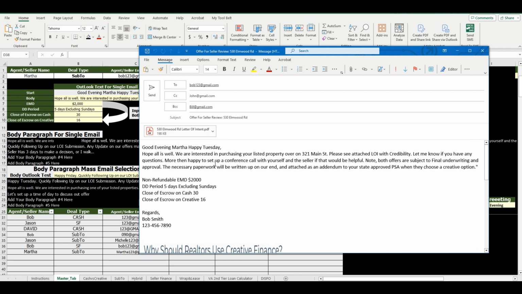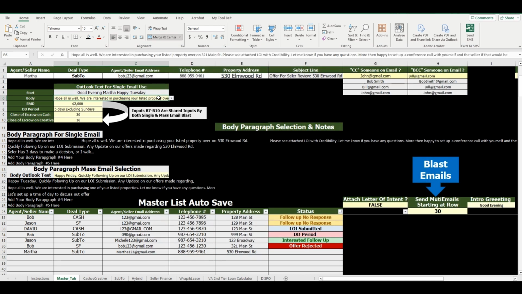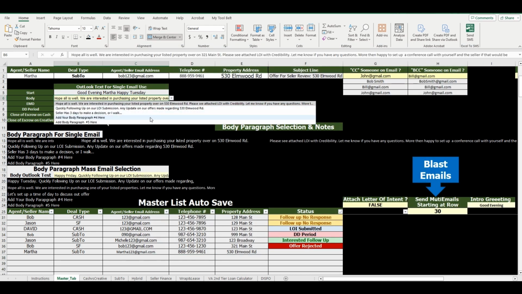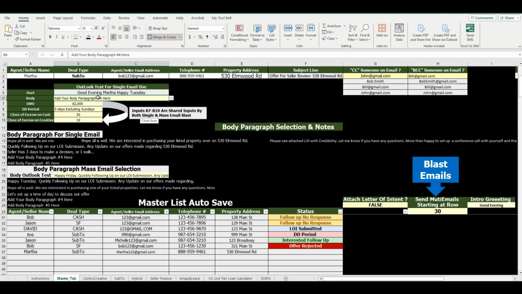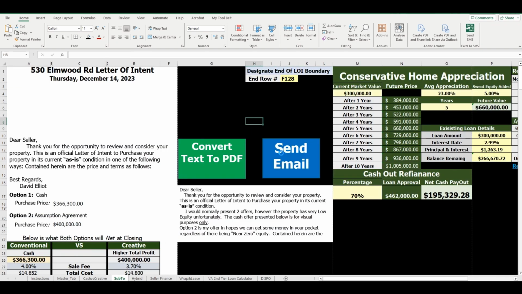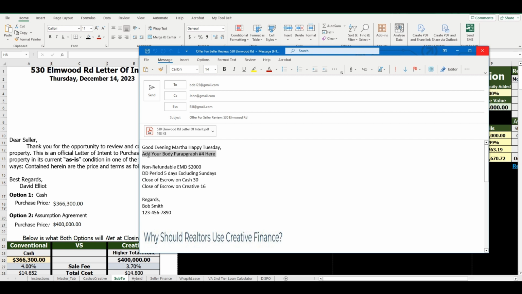If you want to change the body paragraph for any reason, you absolutely can. We can exit this one out, and you can select a different type of body paragraph, whatever it is that you decide to incorporate. Let's say you had something else in mind. Come on over to the body input, go back to your sub 2 tab, click send email, and whatever body paragraph that you designate will be included. And so now we've created the PDFs with the mathematics involved. The agent's information is ready to go, and all we have to do now is just click send.